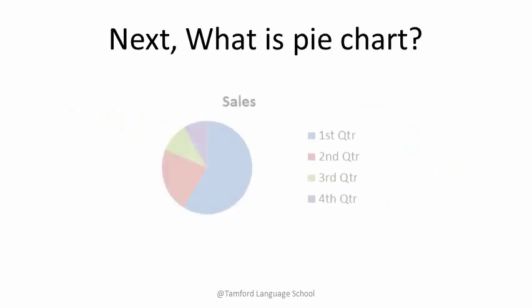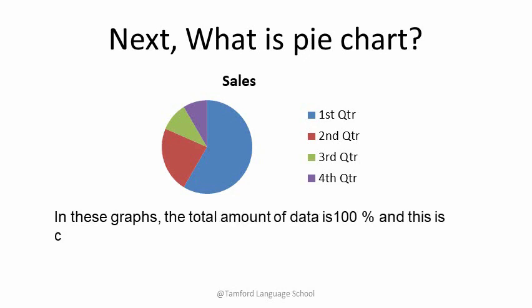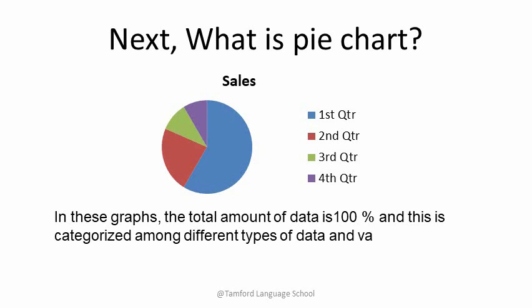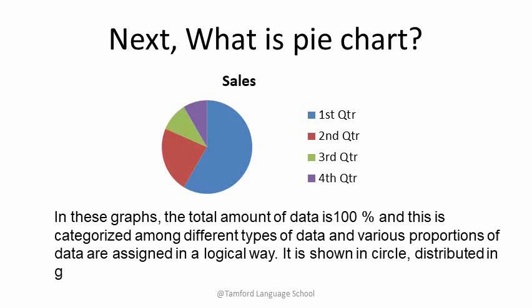Next, what is pie chart? In these graphs, the total amount of data is 100% and this is categorized among different types of data and various proportions of data are assigned in a logical way. It is shown in a circle, distributed in given forms of data.